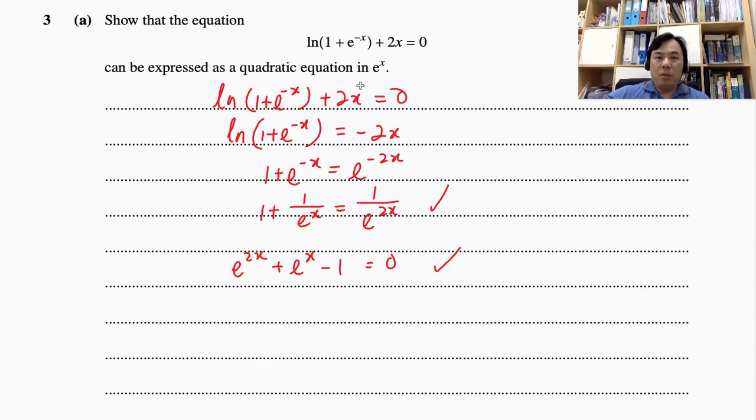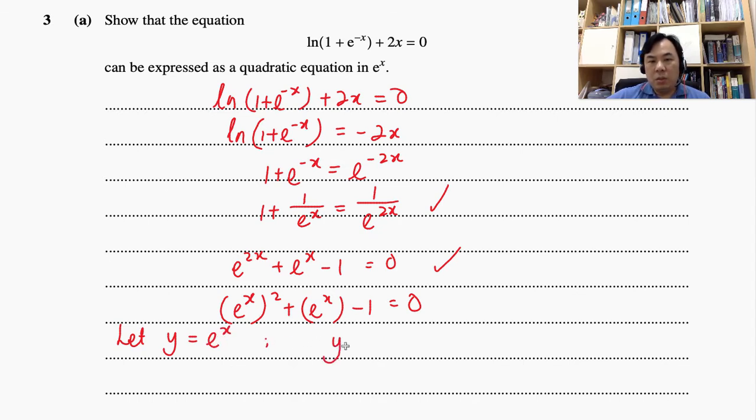Okay. Now, does it look like a quadratic equation in e^x? Yes, it does. So instead of looking at this, we can write like this. So if it does not look quadratic to you, we try to mask it out. So we let y equal to e^x instead. Therefore, this would lead us to equation number 1 here would turn into y squared plus y minus 1 equal to 0.